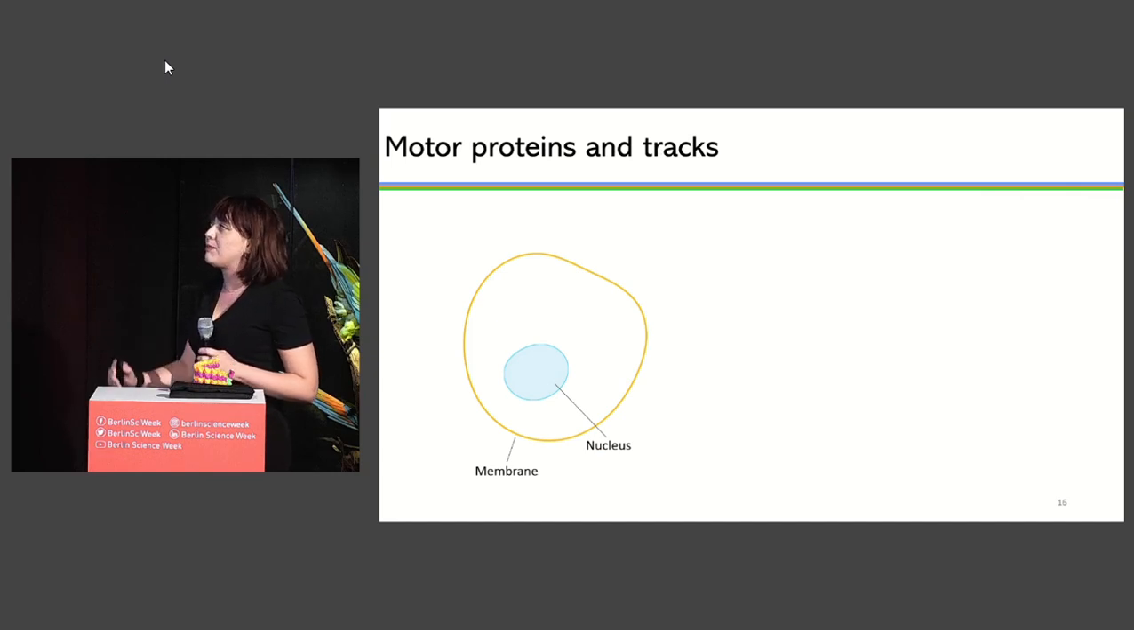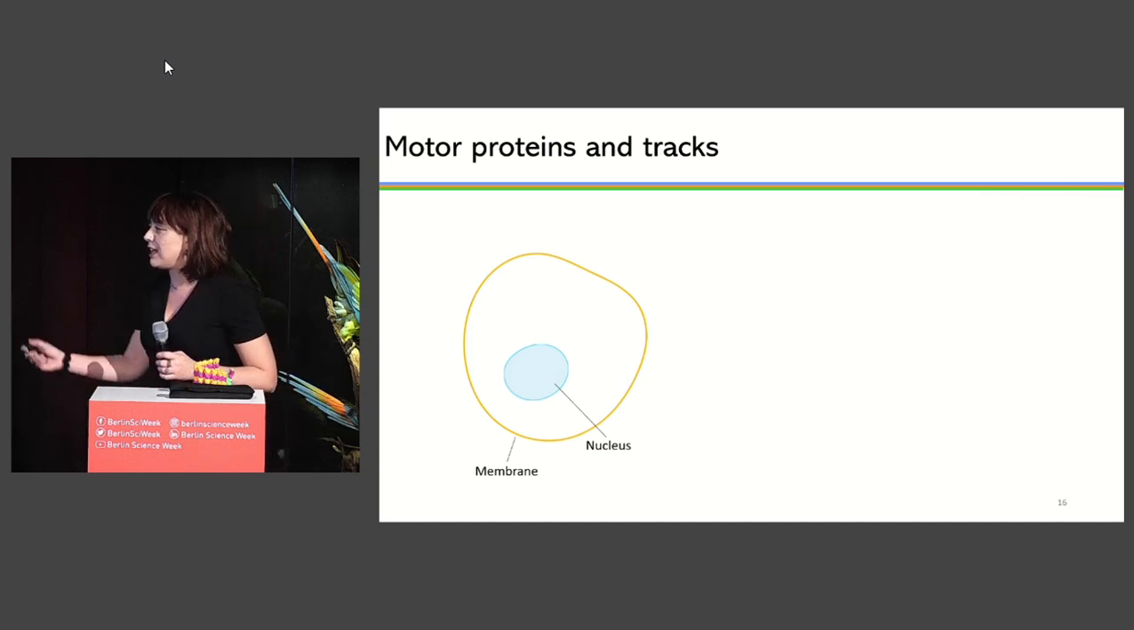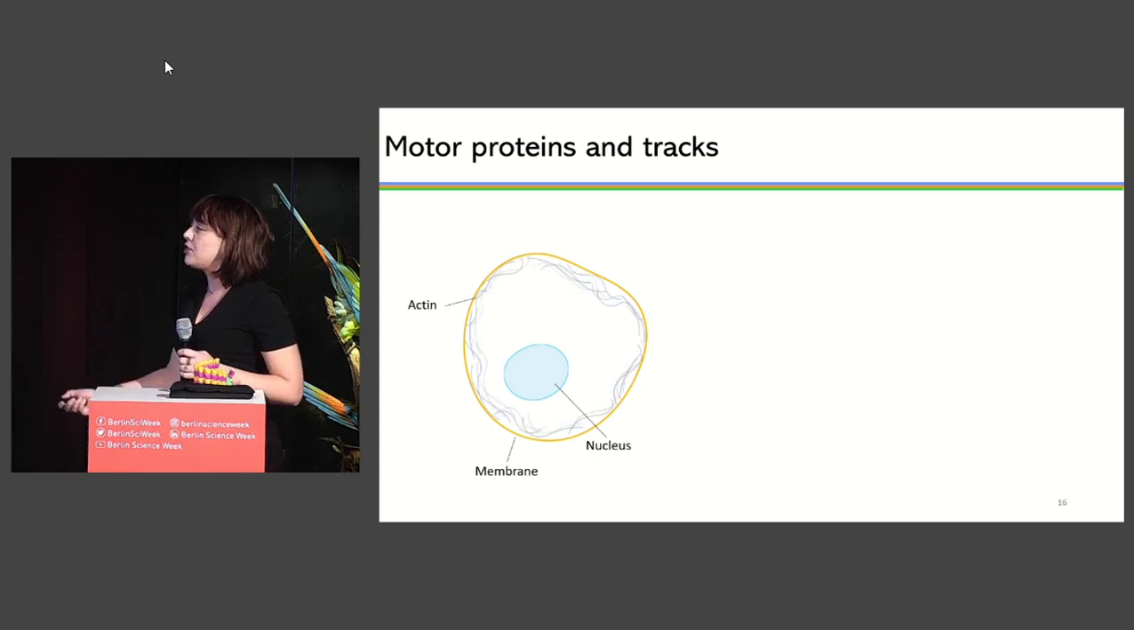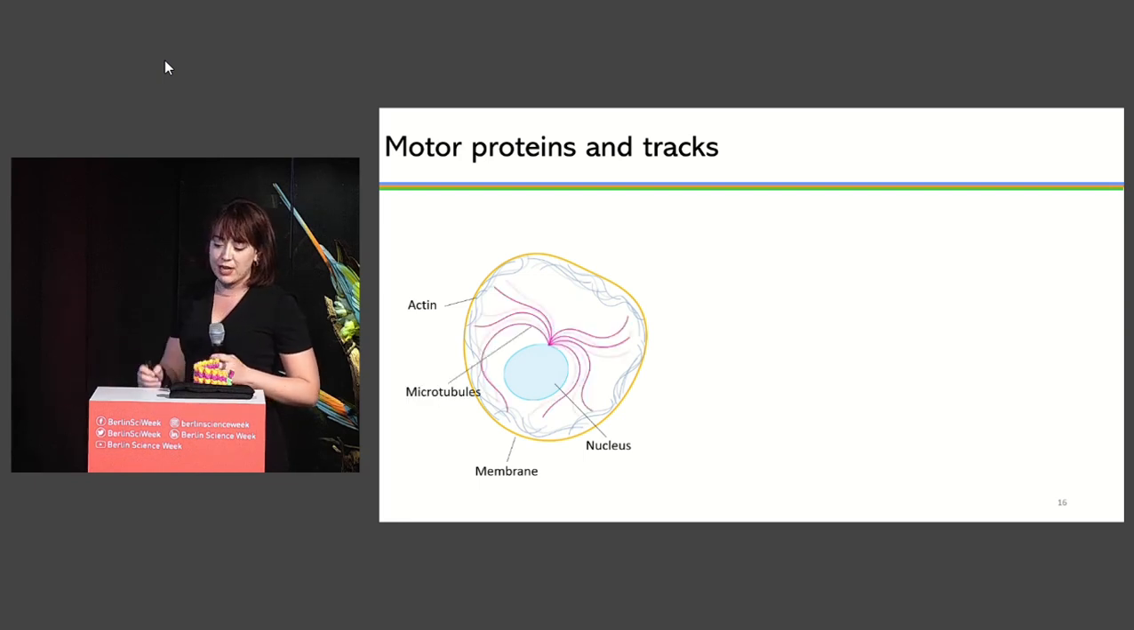And if you believe me for 1 second, and you believe that this is a very detailed description of a cell, just with a nucleus and a membrane, I want you to know what kind of tracks motor proteins use. So we have 2 different types. We would have actin, which is at the periphery of the cell, and then we have microtubules, which I also have here. They look like basically a hollow tube.